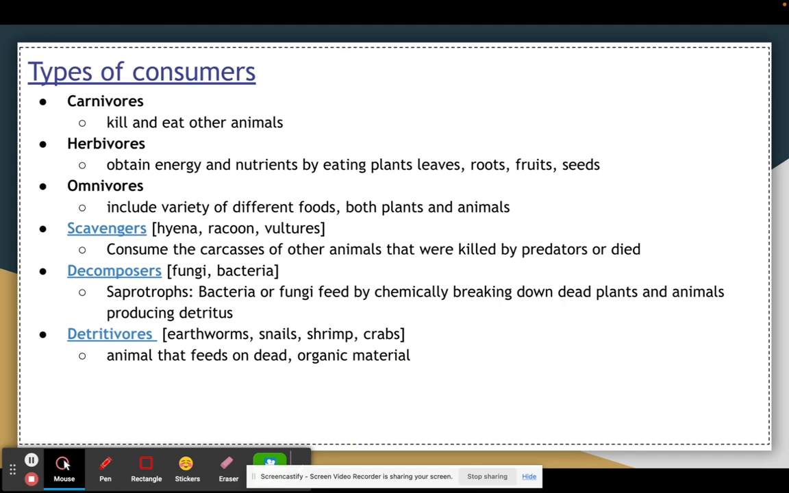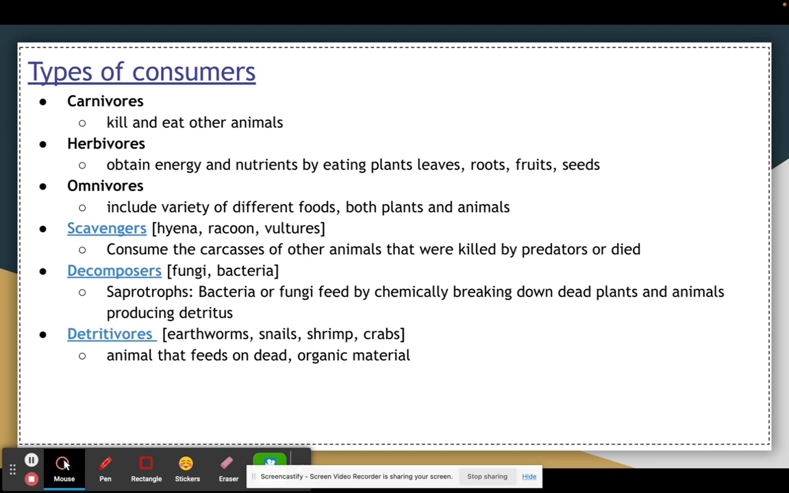So these are specific types of consumers. I know some of these are going to be very familiar to you, but I just want to make sure, if you forgot or can't remember, that we're reviewing these. So we know carnivores eat meat, so they only eat other animals. Herbivores are going to eat plants and vegetation only. Omnivores are going to eat both.